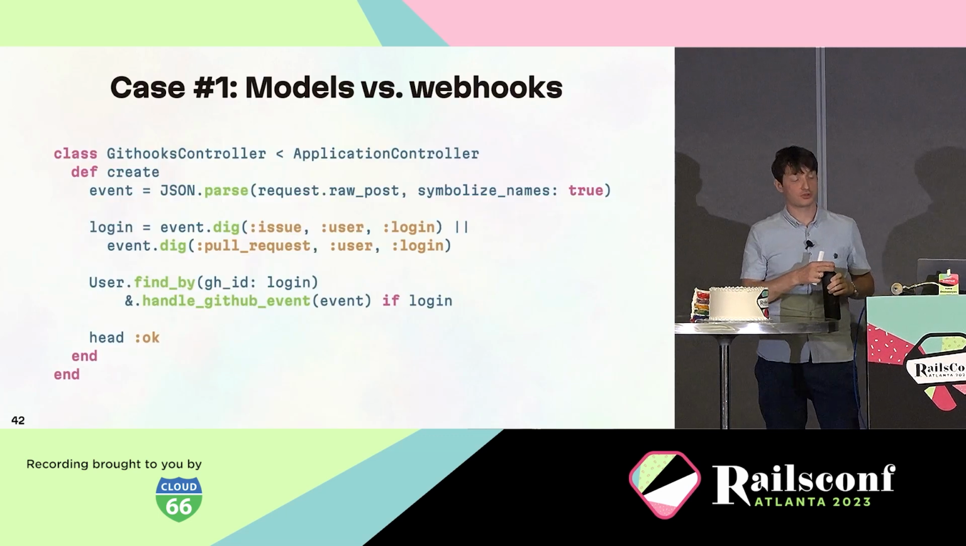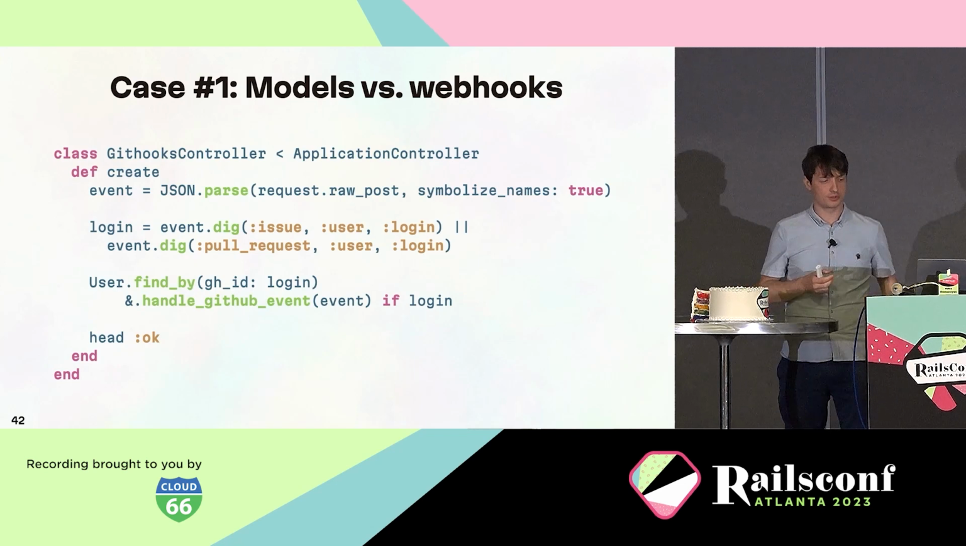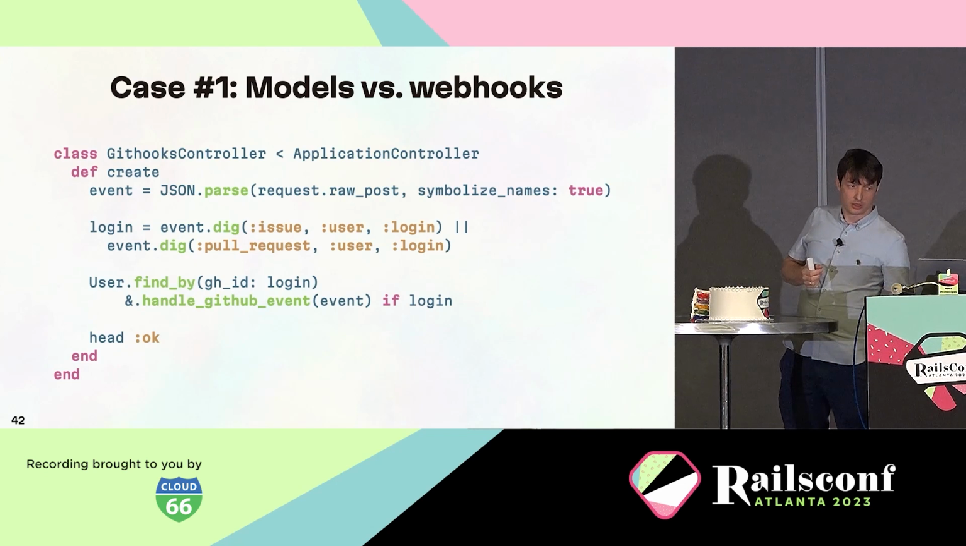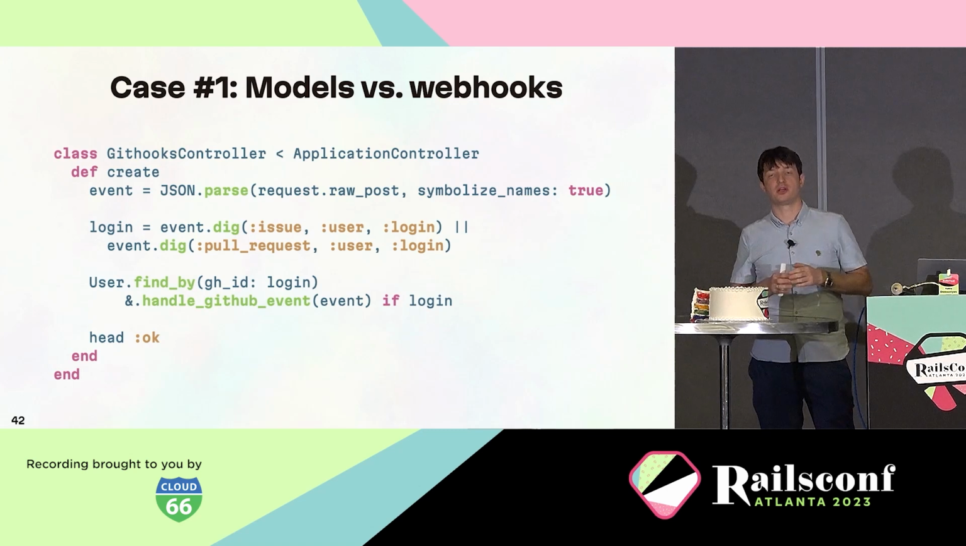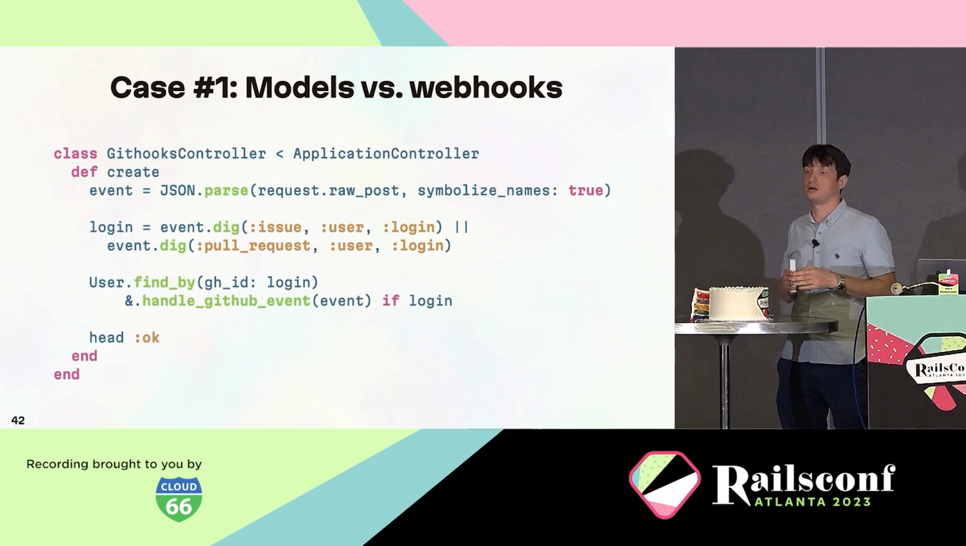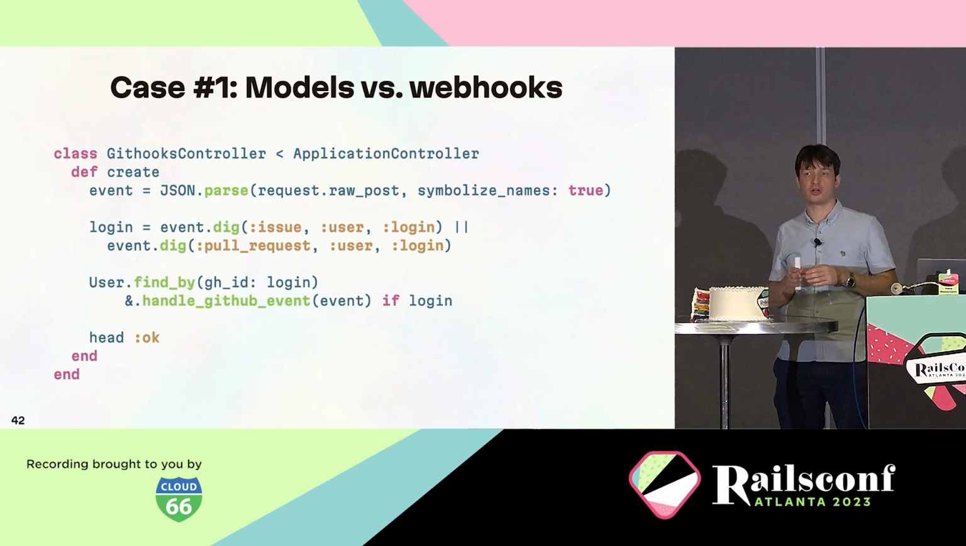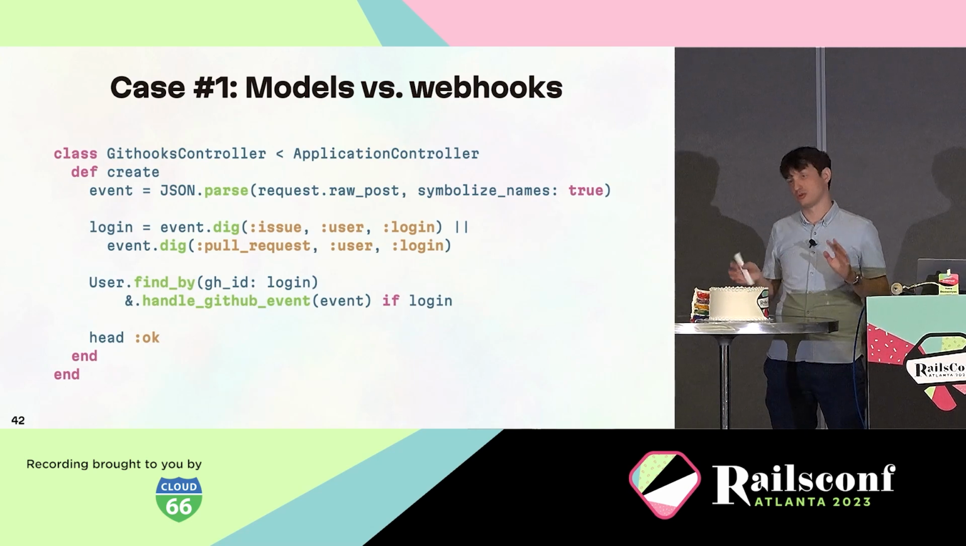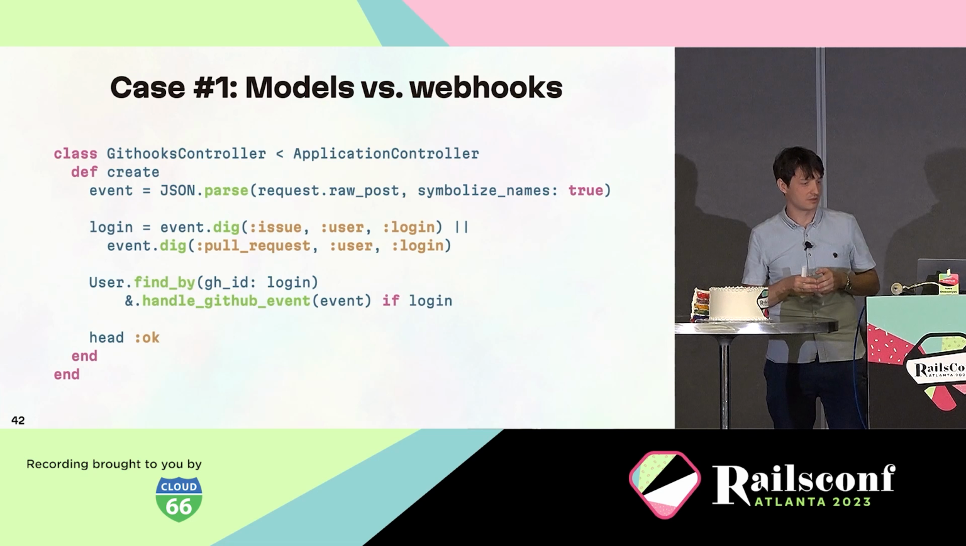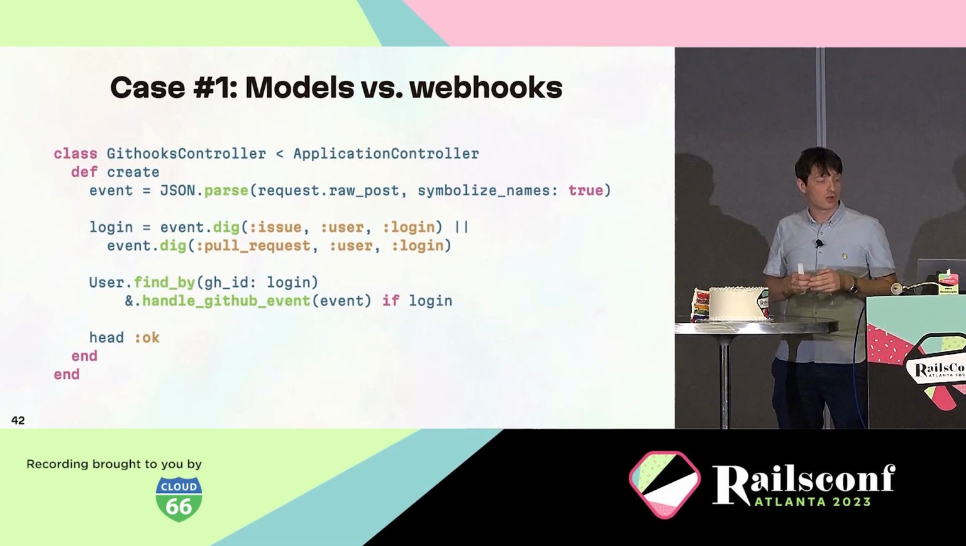Okay, so the first example, we're going to deal with webhooks. Imagine that we have some application which tracks GitHub activity for our users, and we want to keep track of open pull requests and issues. Just a random example. So how would we implement it in Rails?